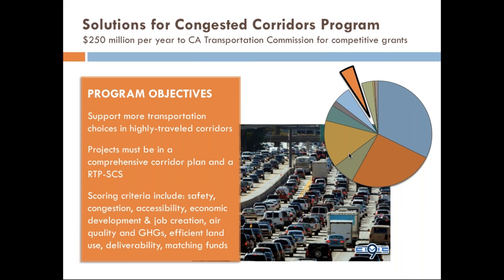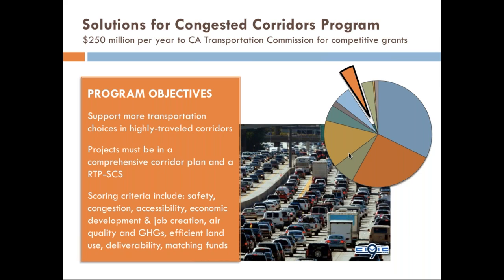The Congested Corridors Program is a new program that was created with SB1, and the general intention is to provide some targeted funding in the form of $250 million per year that is not indexed to inflation, unlike many of the other programs and funding sources, but to target the most congested corridors in the state. As I mentioned here, this is to support more transportation choices in highly traveled corridors.